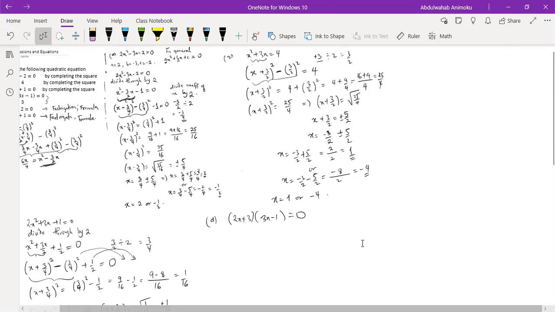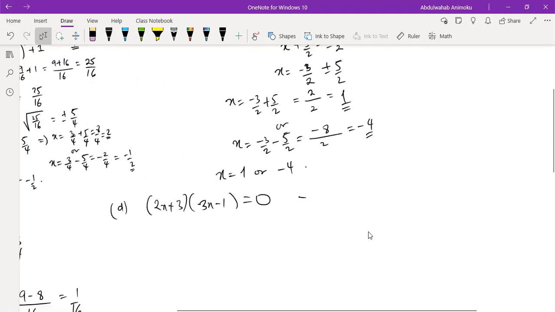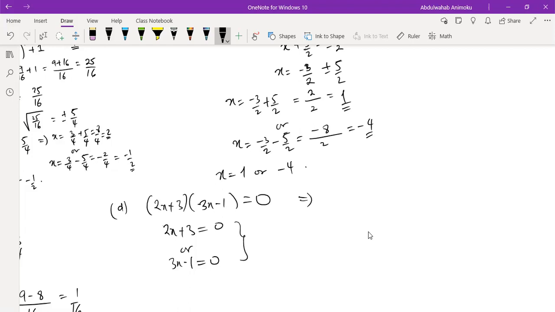So what do we do? Now this is quite easy. They have already factorized the quadratic equation for you. So that means when you have two numbers multiplying each other and they are 0, it means that either one of the two numbers must be 0 or both of them are 0, right? That's what it means. So it means either this is equal to 0 or 3x minus 1 equal to 0. And from here, we can solve for x. And x will be minus 3 over 2. And from here, you can also solve for x, and x is 1 over 3. So the solutions for x are this, quite easy.